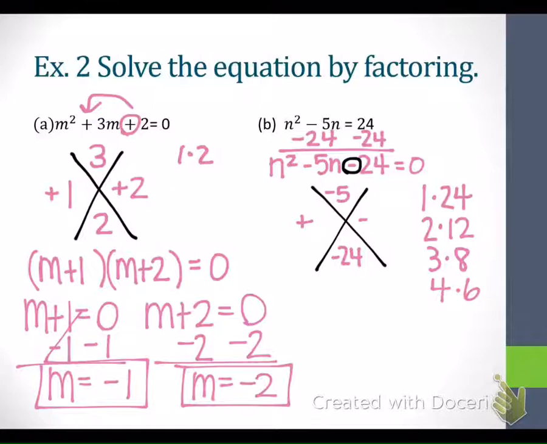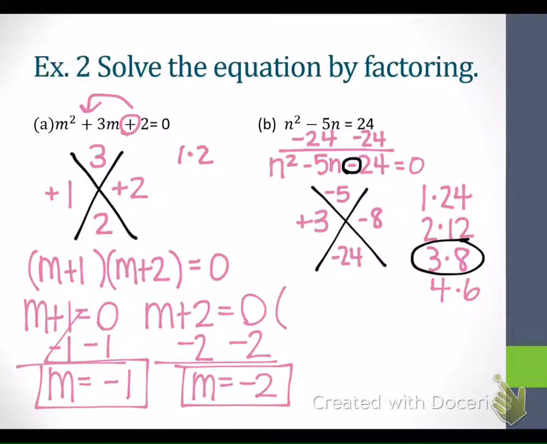Now, am I going to be adding these factors or subtracting them? My signs are different, so I'm going to be subtracting. So which set of factors can I subtract and get a 5? 3 and 8. Now the signs matter. Which one is going to be positive and which one's going to be negative? 3 is positive and 8 is negative. My 5 is negative, so my larger factor needs to go with my negative sign.